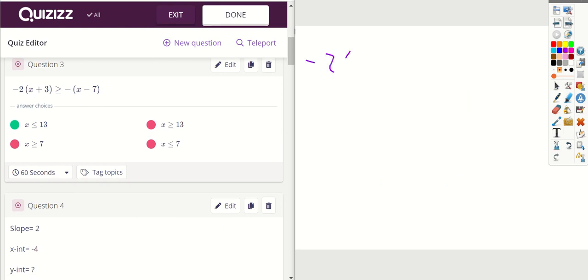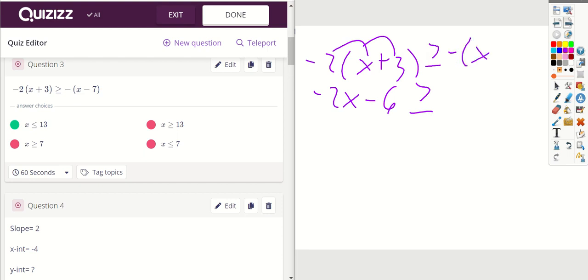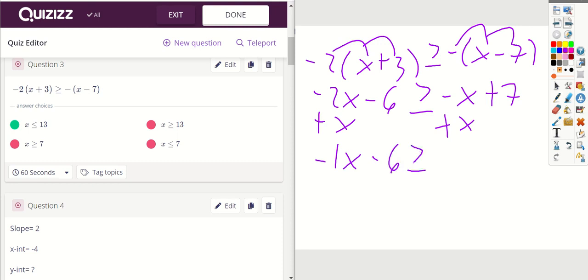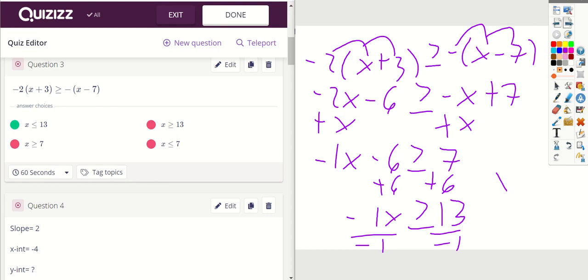This next one, I am going to distribute. I get -2x minus 6 is greater than or equal to, and I'm going to distribute this negative sign. So now I get -x plus 7. I'm going to move my x over, so now I have -1x minus 6 is equal to 7. Add 6 to both sides. I have -1x is greater than or equal to 13. Divide -1 to both sides, and I get x. And because I divide by a negative, this flips to less than or equal to 13.